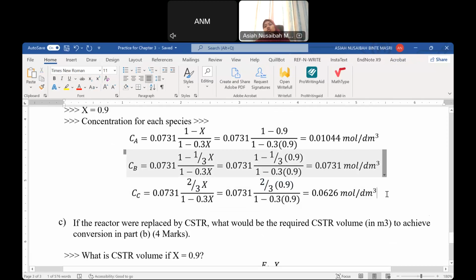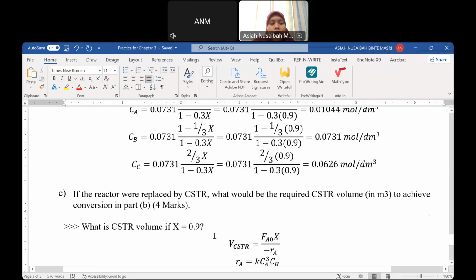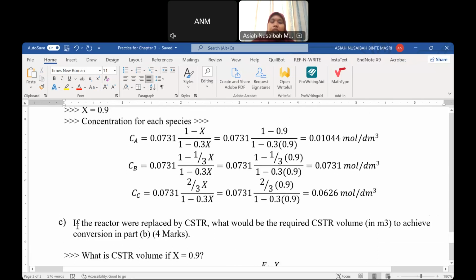Finish question B. If you got confused, no problem. Just pause the recording and replay it. All right. Final question. It mentions that if the reactor were replaced by a CSTR, actually till now we didn't find the volume of the PFR even, but it's fine.